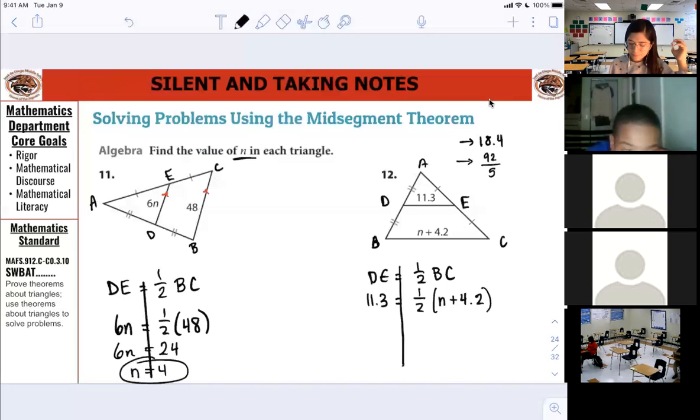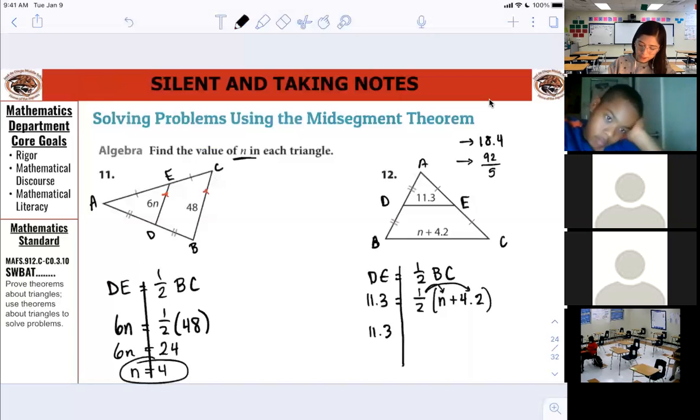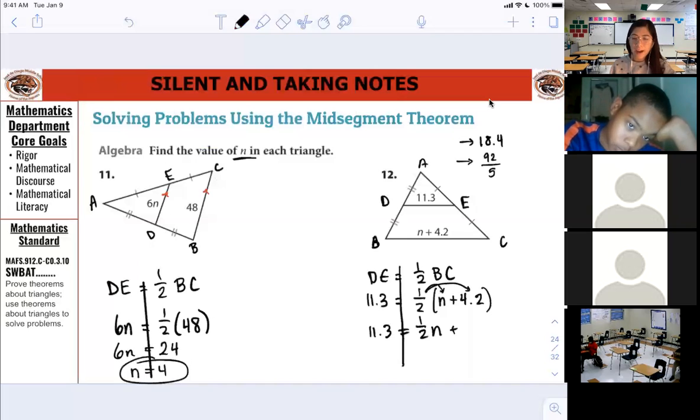Let's check it out. I have a fraction, I have parentheses. What do I do? Distribute. Yeah, I'm going to distribute. That's all good. This is an easy fraction anyways. So 1/2 times n is just 1/2 n. 1/2 times 4.2. Remember, 1/2 is the same as just dividing it by 2. So what's 4.2 divided by 2?